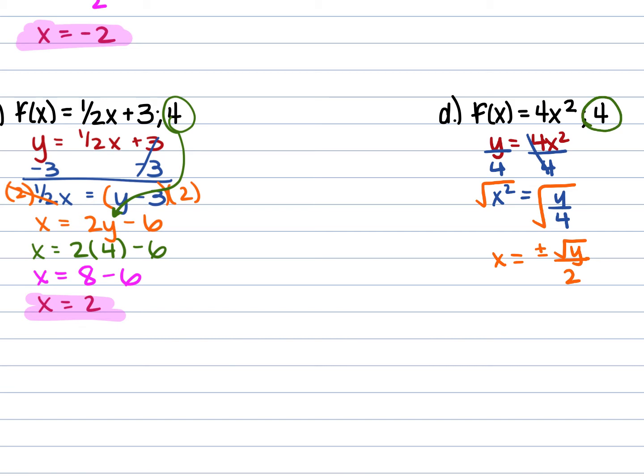We're told that our output is 4, so plug the 4 in for y and simplify. So you have x is equal to plus or minus the square root of 4 over 4. The square root of 4 is 2, so x is equal to plus or minus 2 over 2, which gives us that x is equal to plus or minus 1.